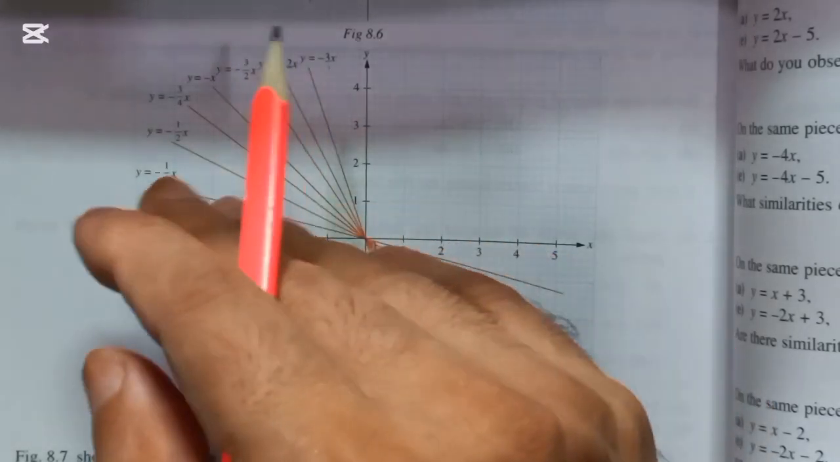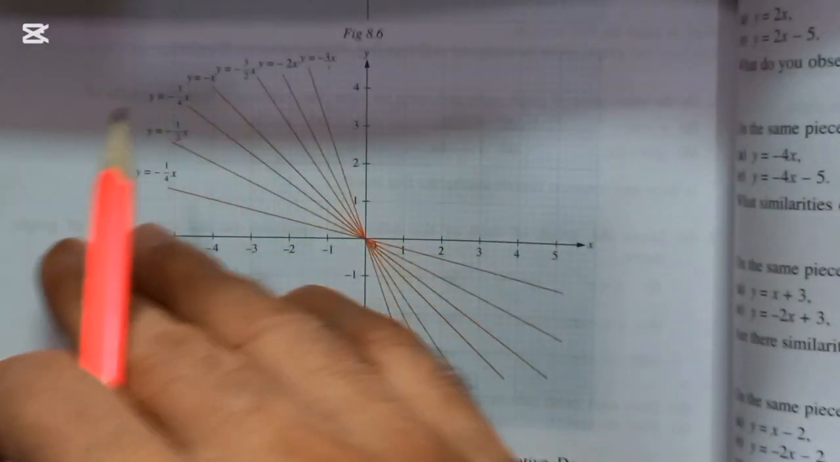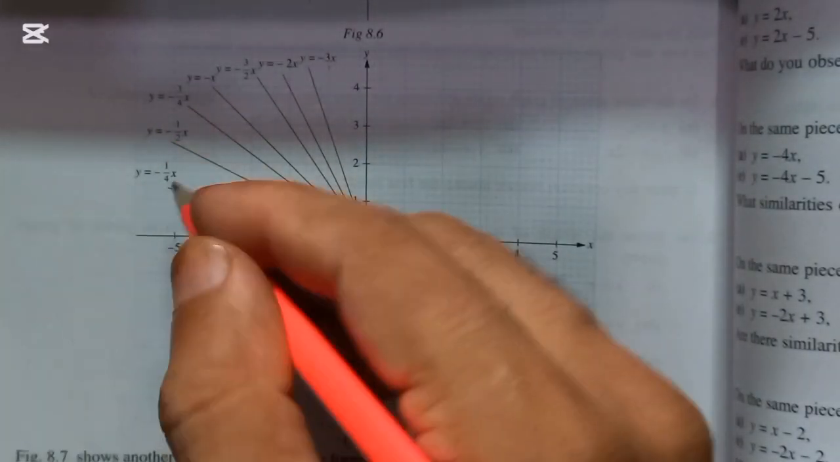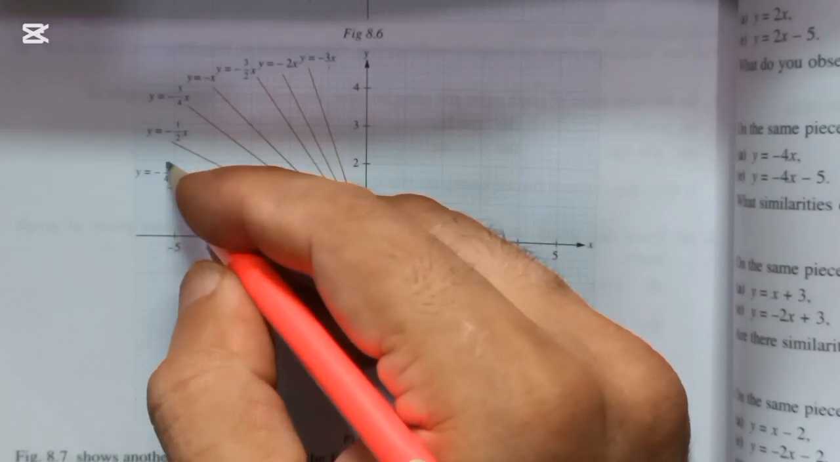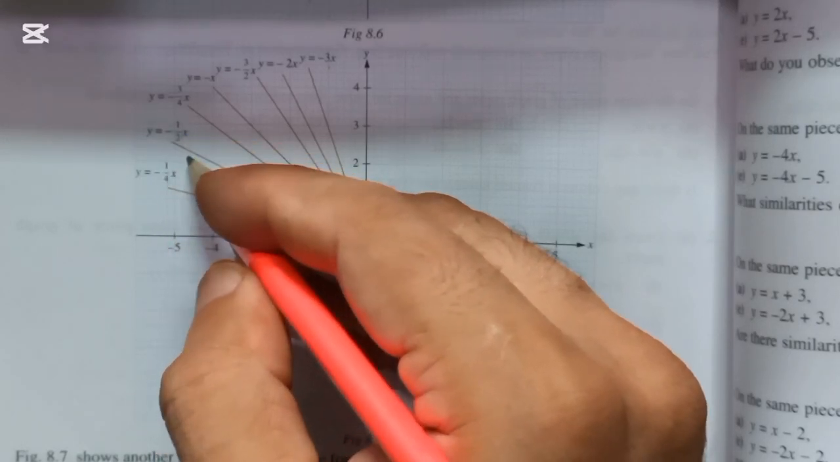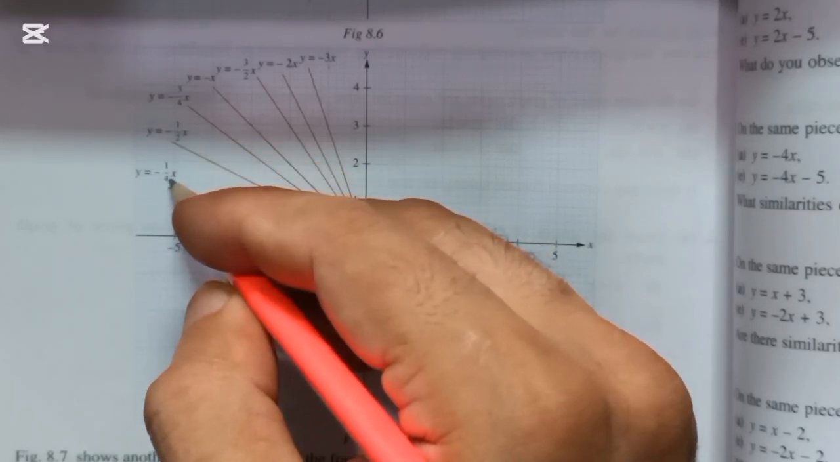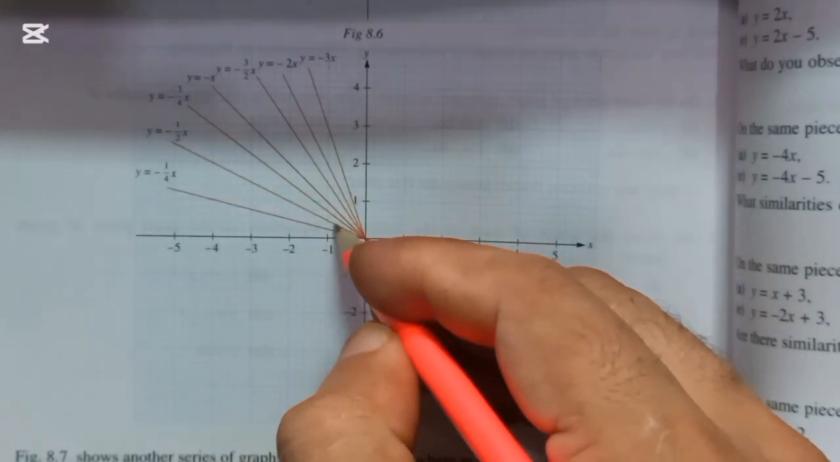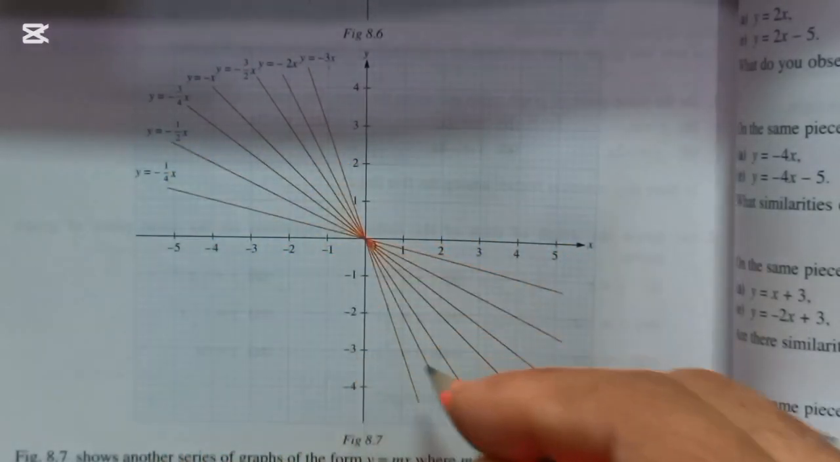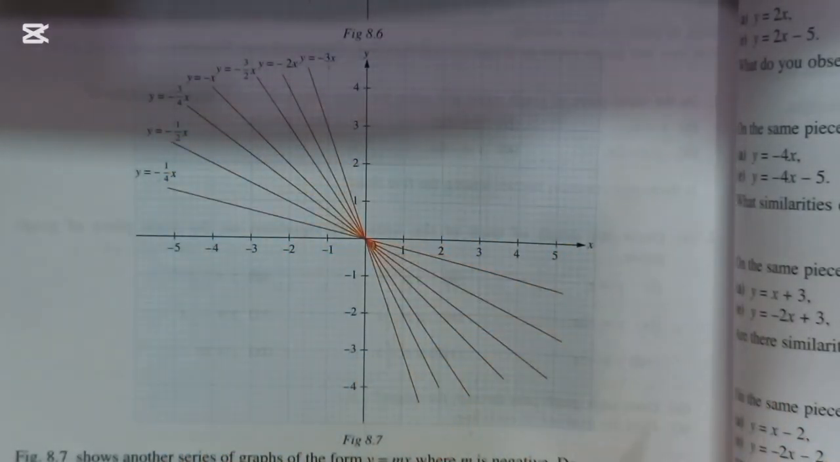So keep the minus sign aside. So more the value of m, 1 by 4, 1 by 2. So 1 by 2 is having more value than 1 by 4. So that's why it is having more steepness. So this is a very important point to be remembered.